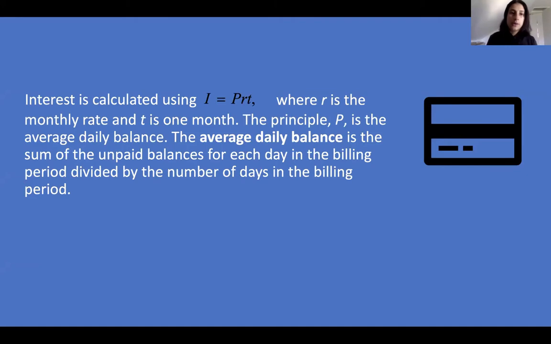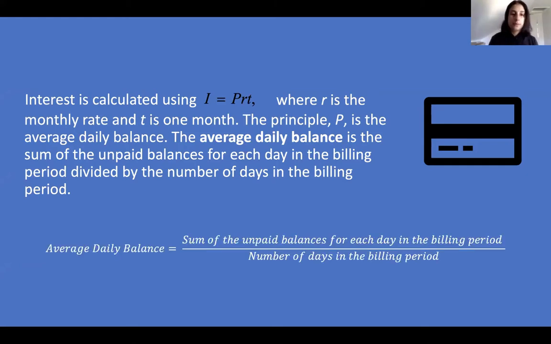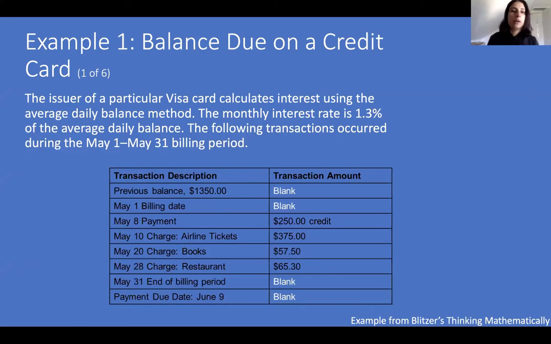All right, so interest is calculated using I = PRT, where R is the monthly rate, T is 1 month, and the principal P is the average daily balance. The average daily balance is the sum of the unpaid balances for each day in the billing period, divided by the number of days in the billing period, which is typically 30 or 31, depending on the month. And there's a formula for you: sum of unpaid balances for each day divided by the number of days in the billing period.